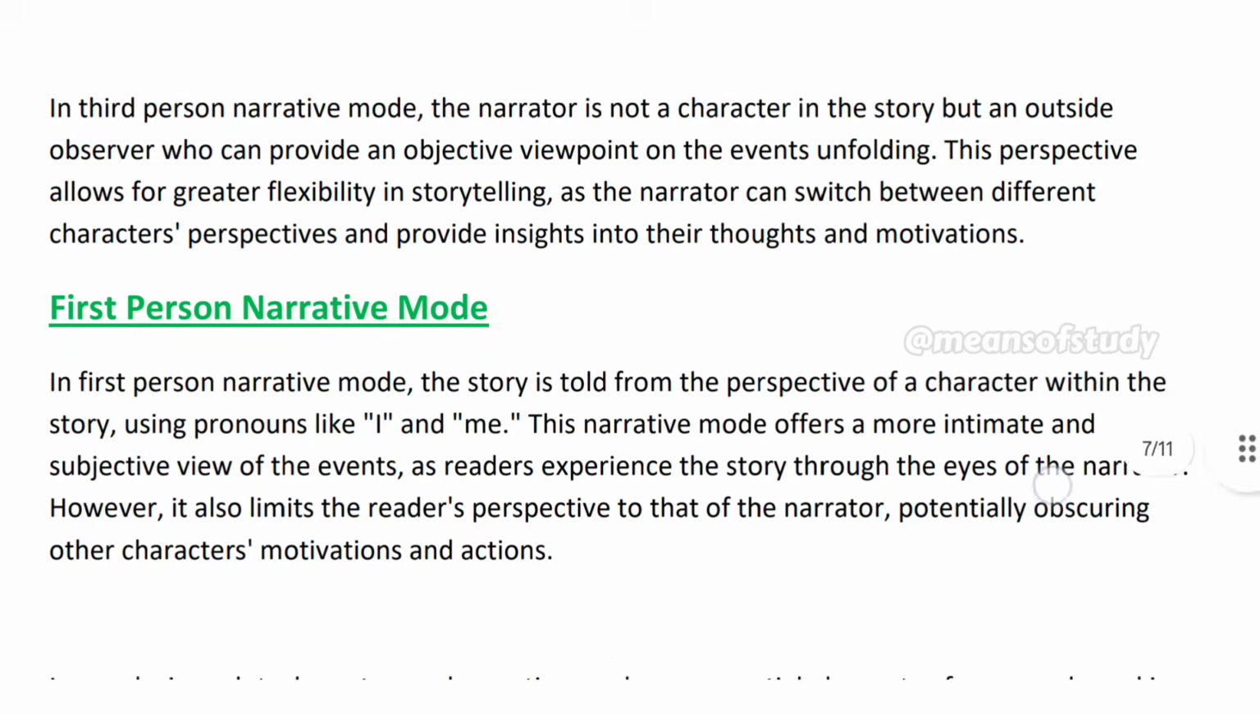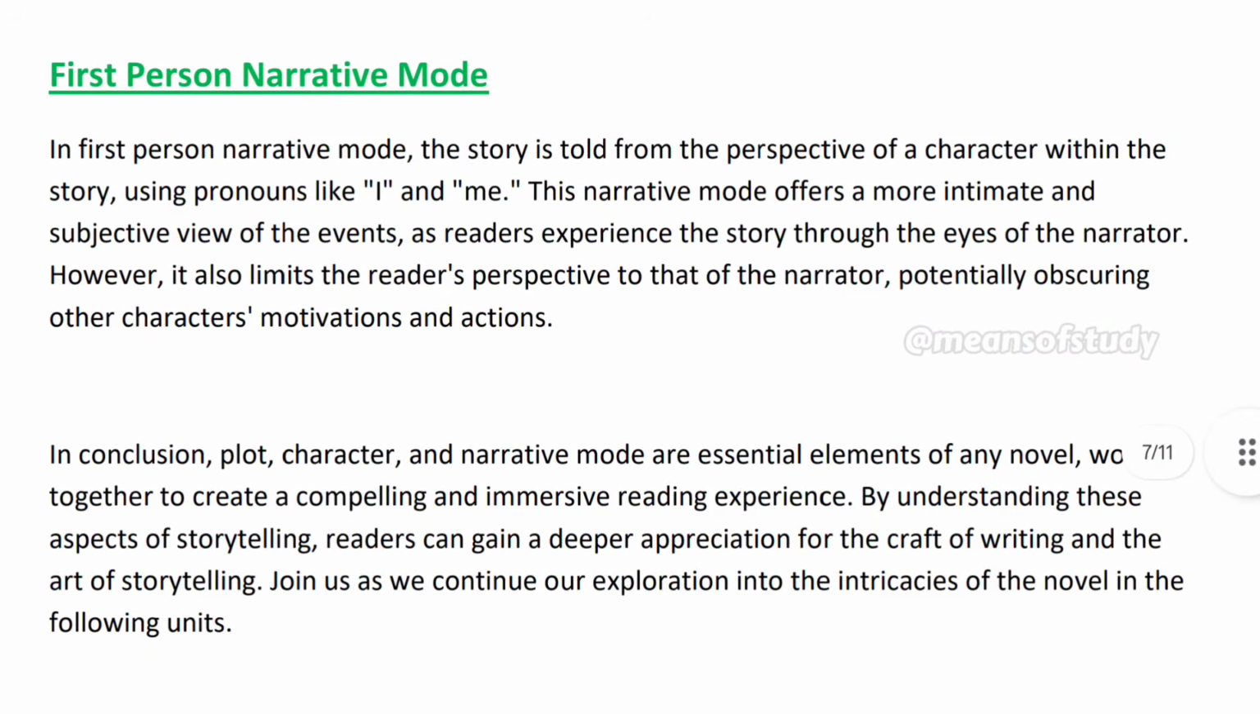First-person narrative mode. In first-person narrative mode, the story is told from the perspective of a character within the story, using pronouns like I and me. This narrative mode offers a more intimate and subjective view of the events, as readers experience the story through the eyes of the narrator. However, it also limits the reader's perspective to that of the narrator, potentially obscuring other characters' motivations and actions.